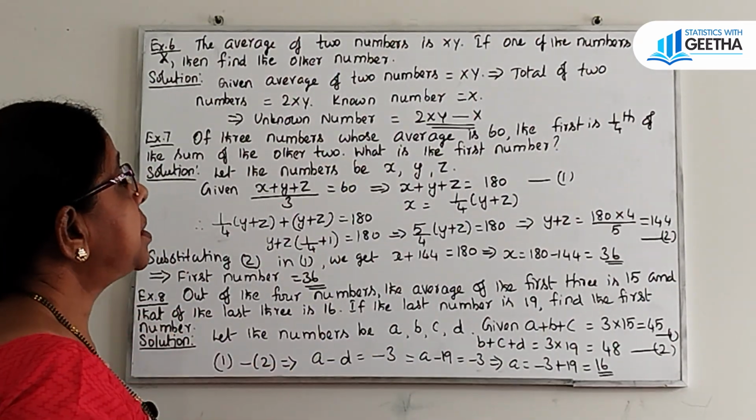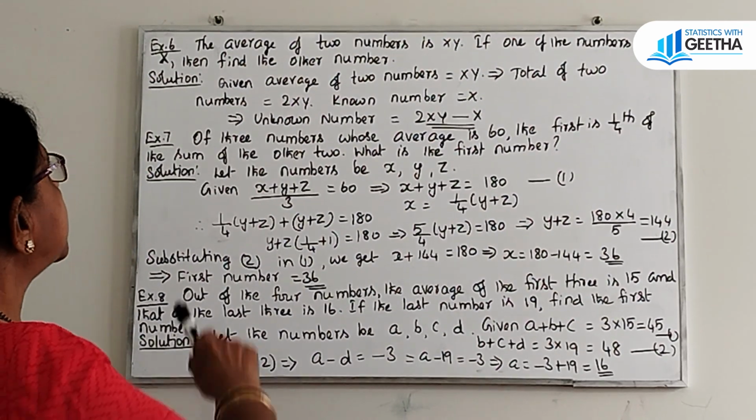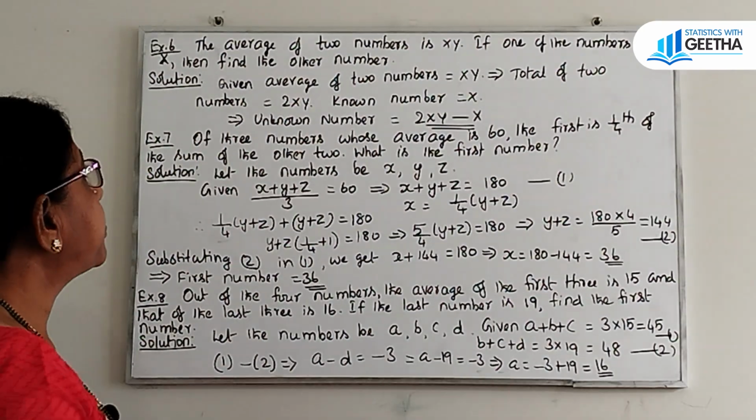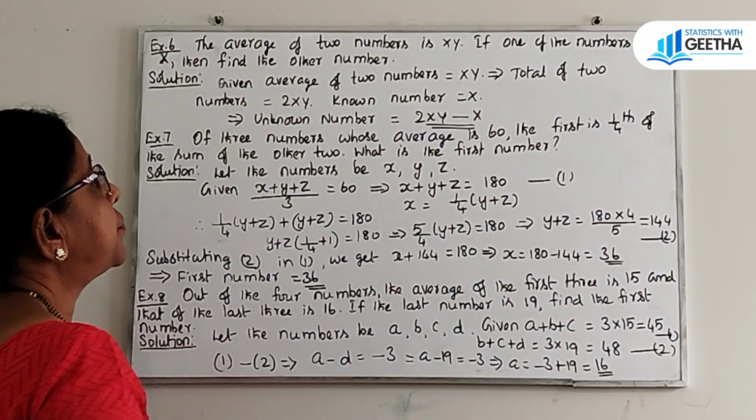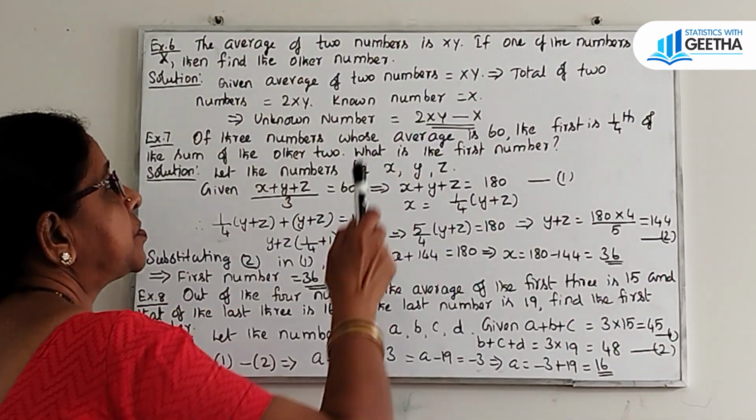See exercise number 6: the average of two numbers is xy. If one of the numbers is x, then find the other number. So solution பாருங்க, given average of two numbers xy.